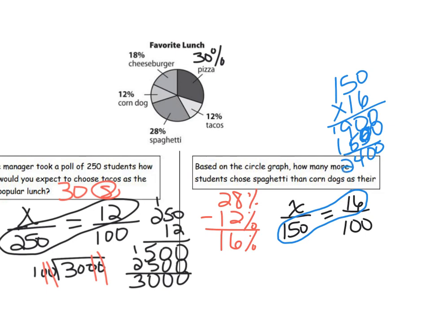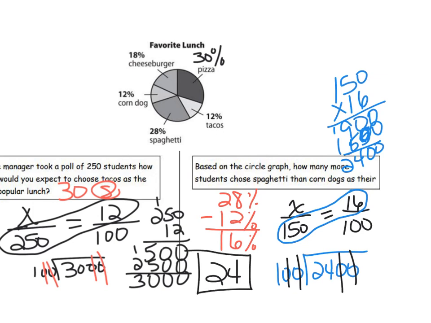So I got 2,400. And we're going to divide that by 100. So again, we're crossing out those zeros. So 24 divided by 1 will give us 24. So there were 24 students that chose spaghetti more than corn dogs.